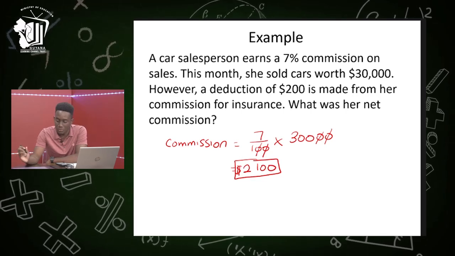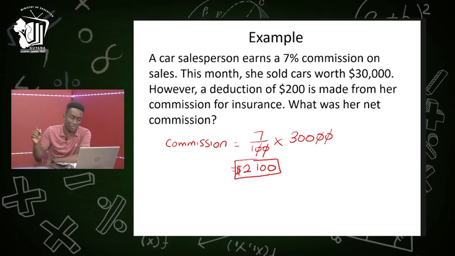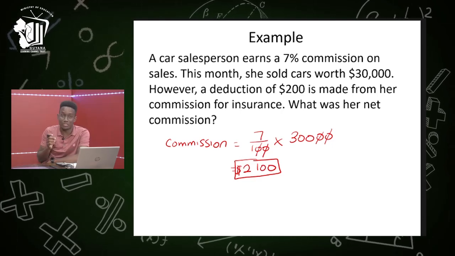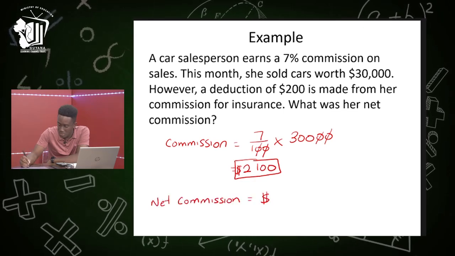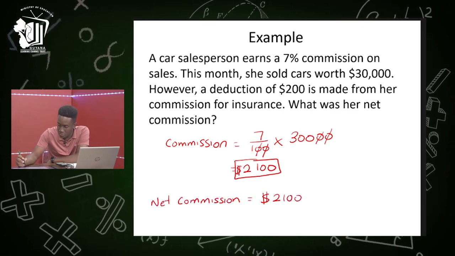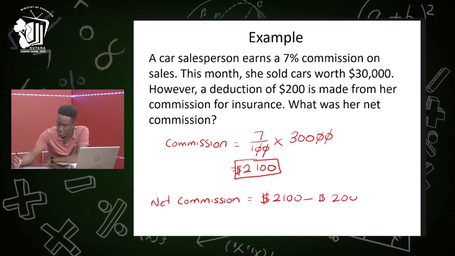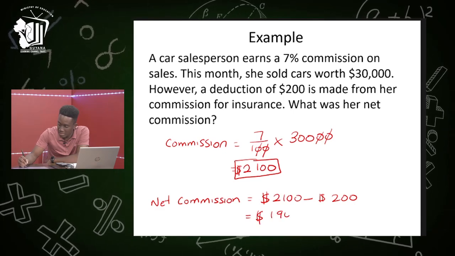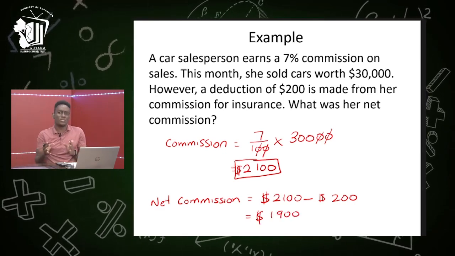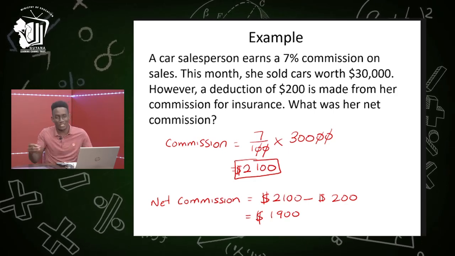So the commission would be 2,100, but this is not the final commission. Our net commission would be, we have to deduct the $200 from the commission. So the net commission would be the 2,100 subtract the 200. So this would now give us 1,900. So remember, the net commission or the net salary or net anything is the price after everything comes out.